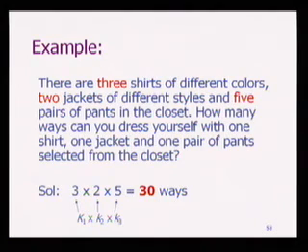So if I randomly select one shirt, one jacket, and one pair of pants, the chance of getting a blue shirt, leather jacket, and white pants, that's just one out of the 30 possible ways. So the chance of that is 1 out of 30. Okay? If you know how to count, then you'll be able to figure out the probability very quickly.